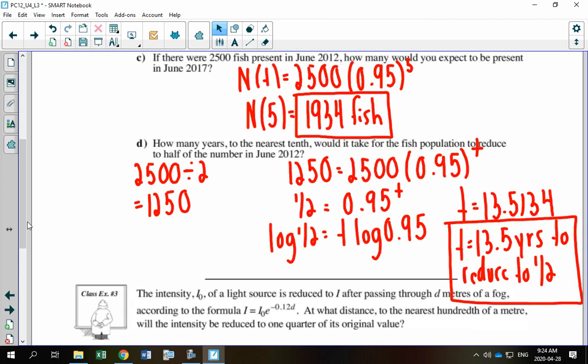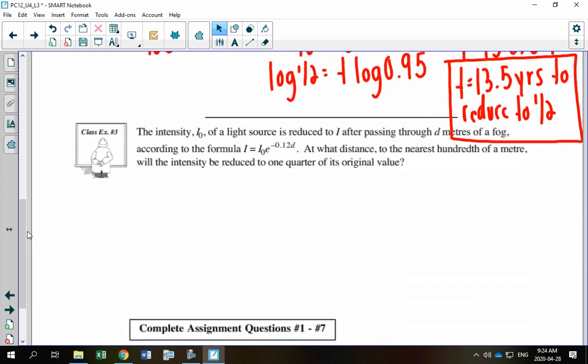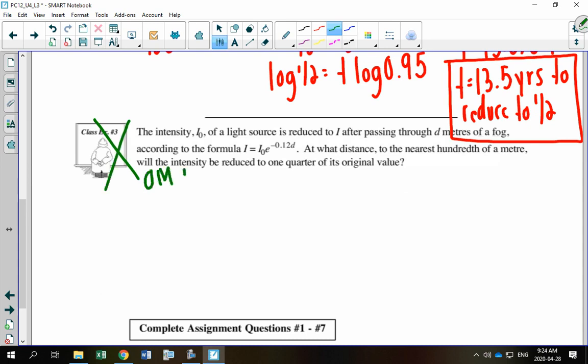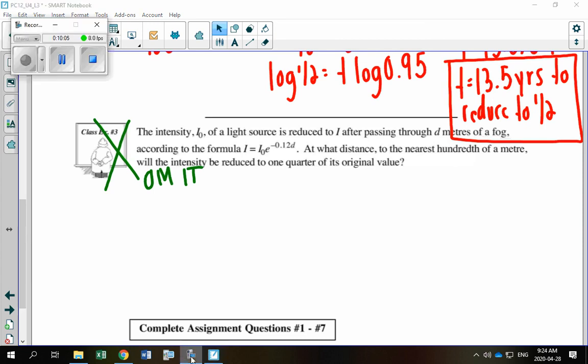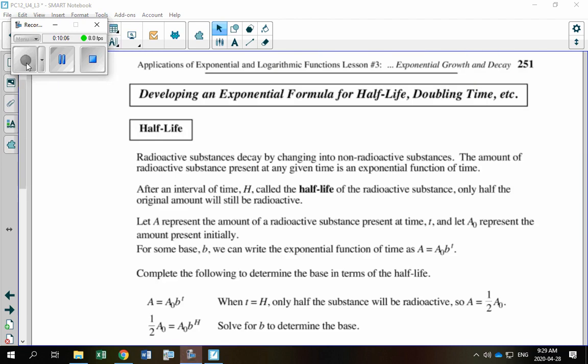That's number 2. Number 3, again, it has that natural log, so just omit class example number 3. And at this point, I'll give you a chance to do some practice with the ones from the homework, so 1 to 7. Okay, hopefully you had a chance to do some practice. Let's continue here on 251.